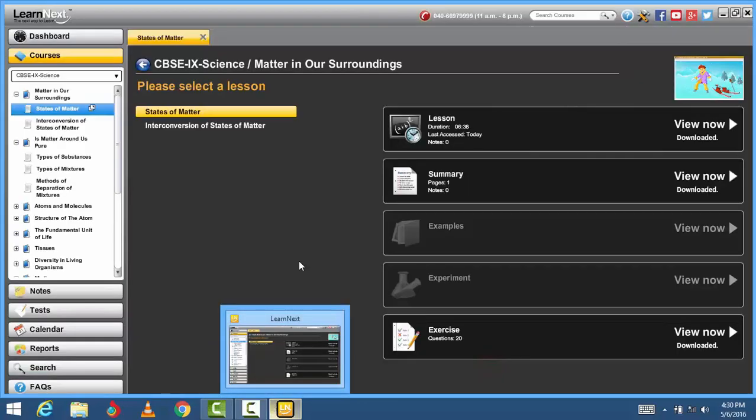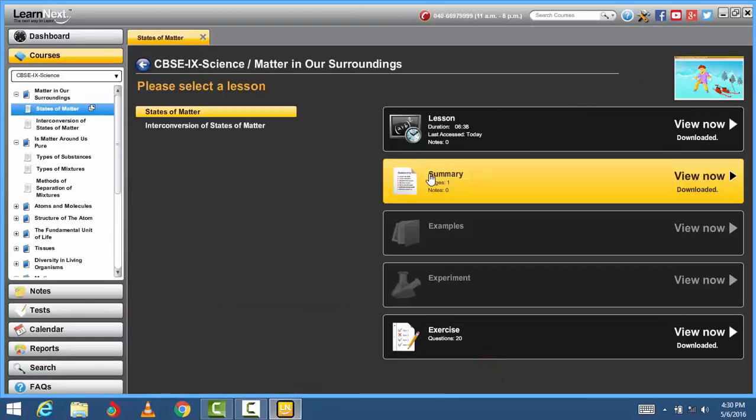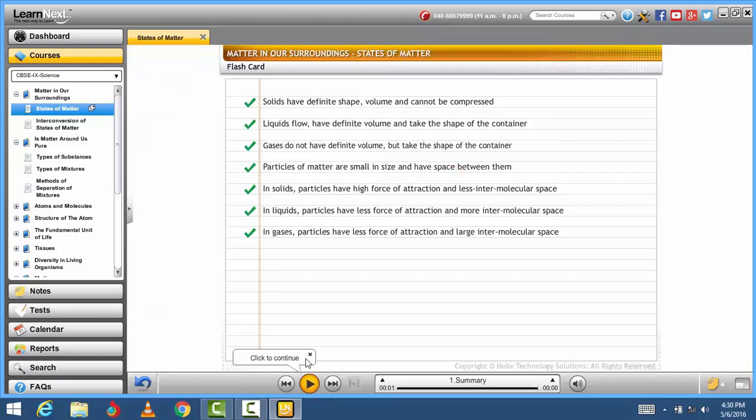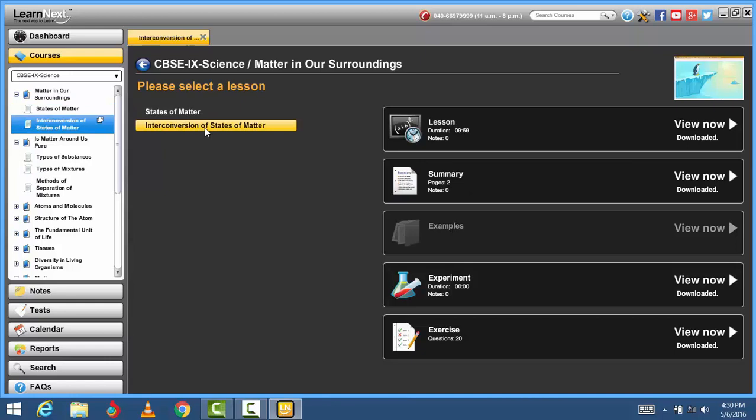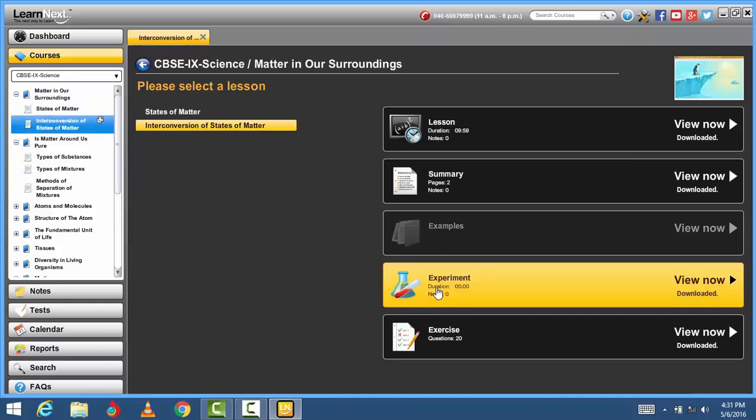Once the lesson is completed, there will be a summary. Again, summary means the main theme of that particular lesson in the written format. Now, in this lesson, there is no example experiment. The next lesson of the same chapter has the experiment. In case of science, whatever lesson of the science has an experiment, you will be able to do all your experiments on the computer itself.